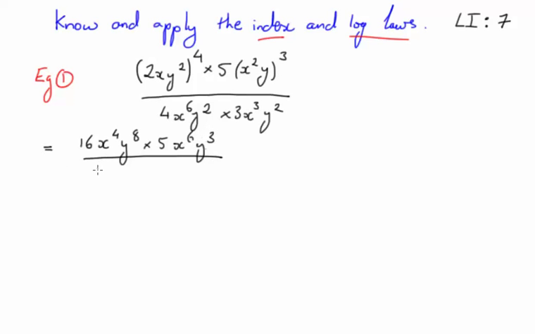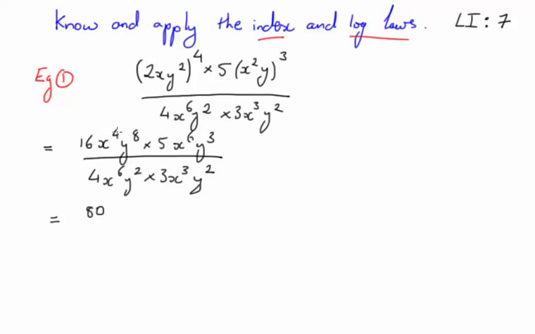And then we have it all over 4x to the power of 6 y squared times 3x cubed y squared. Next thing I like to do is, you can do any cancelling, but I'm going to multiply out the numerator and the denominator. 16 times 5, well 10 times 5 is 50, 6 times 5 is 30, so that's going to give us 80.